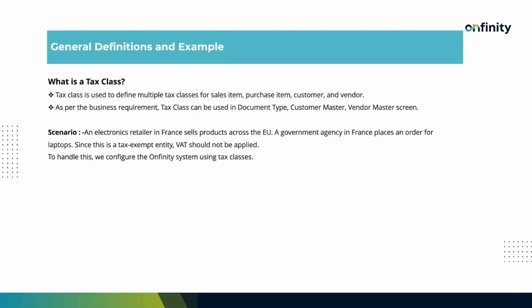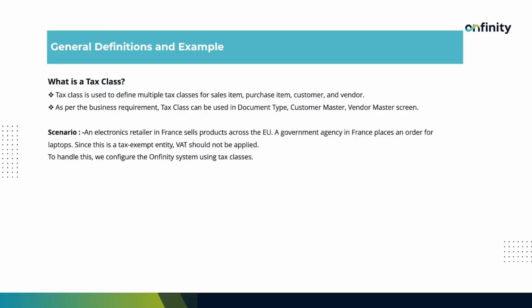A tax class is used to define multiple tax classes for sales items, purchase items, customers, and vendors. As per business requirements, a tax class can be used in the document type, customer master, and vendor master screens. Consider this scenario. An electronics retailer in France sells products across the EU. A government agency in France places an order for laptops. Since this is a tax-exempt entity, VAT should not be applied. To handle this, we configure the Onfinity system using tax classes.